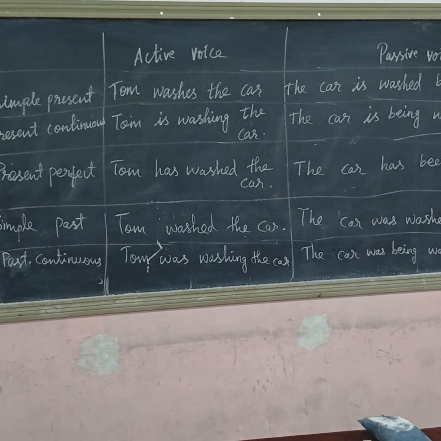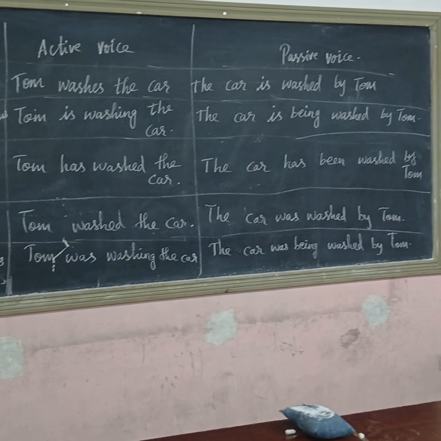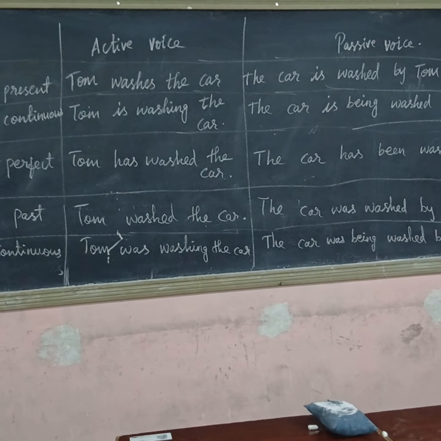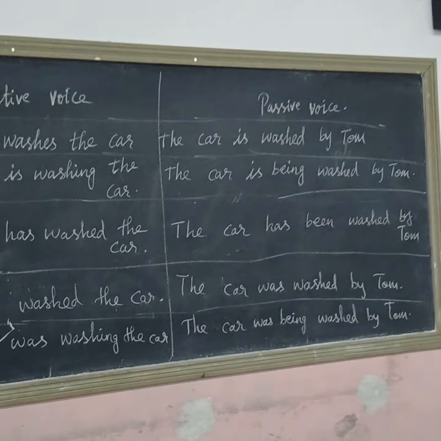Simple past. Tom washed the car. The car was washed by Tom. Past continuous. Tom was washing the car. The car was being washed by Tom.